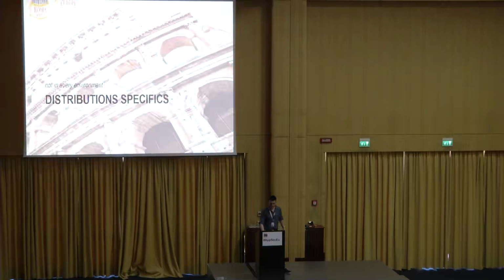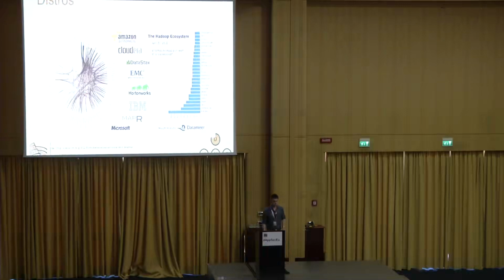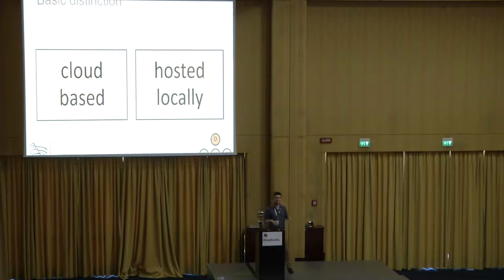Okay, so let's move to the distribution-specific interfaces. Hadoop is just software branded by Apache. It's open source, but many companies do their own distributions. So the two most well-known are Cloudera and Hortonworks. Then we've got, of course, Amazon. This is the whole graph of the biggest Hadoop distributions. So the basic distinction between them is that some of them are cloud-based, and some of them are hosted locally.